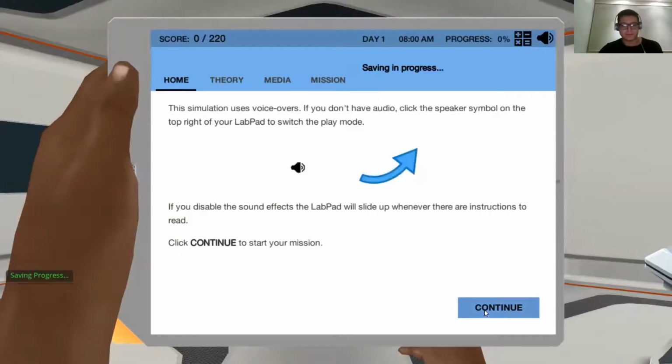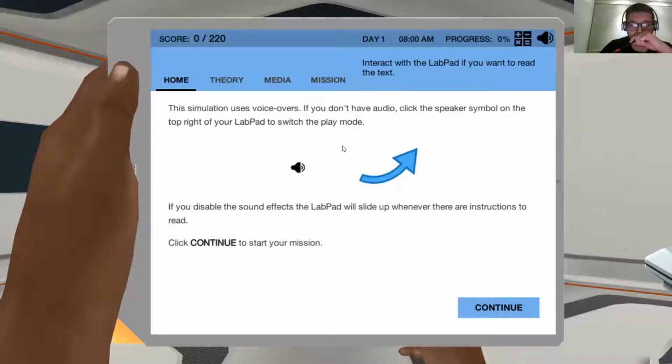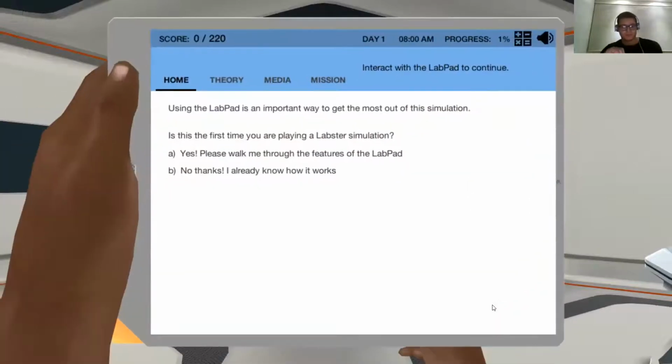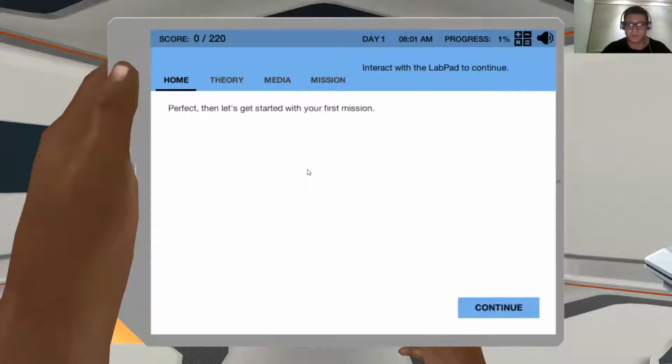This simulation uses voiceovers. If you don't have audio, click the speaker symbol on the top right of your lab pad to switch the play mode. If you disable the sound effects, the lab pad will slide up whenever there are instructions to read. Click Continue to start your mission. Using the lab pad is an important way to get the most out of this simulation. Is this the first time you are playing a Labster simulation? Perfect, then let's get started with your first mission.